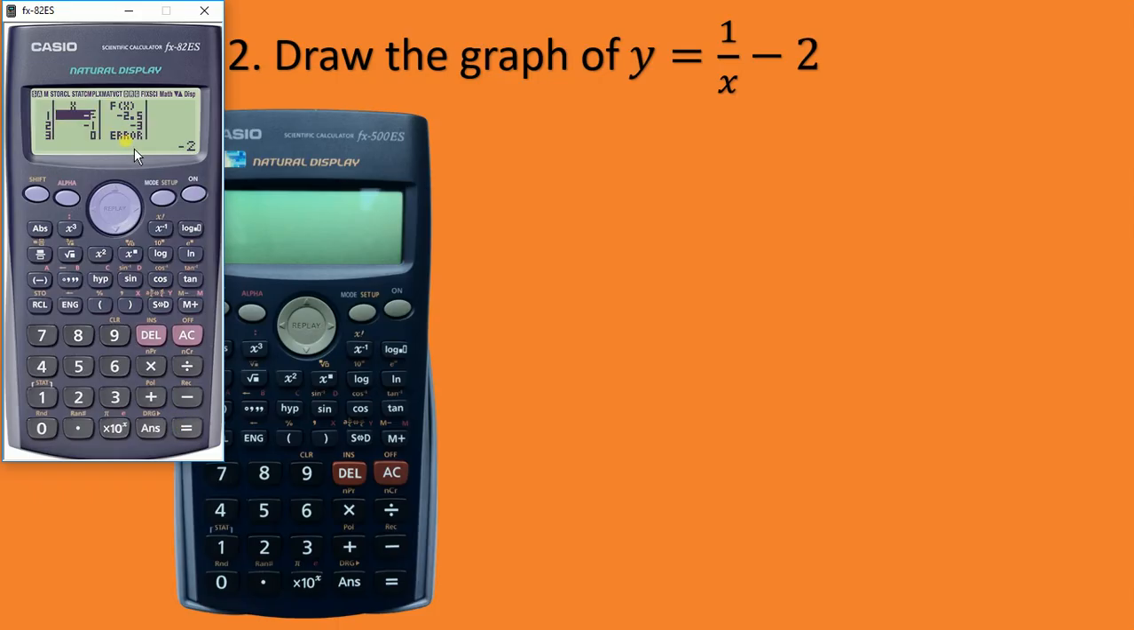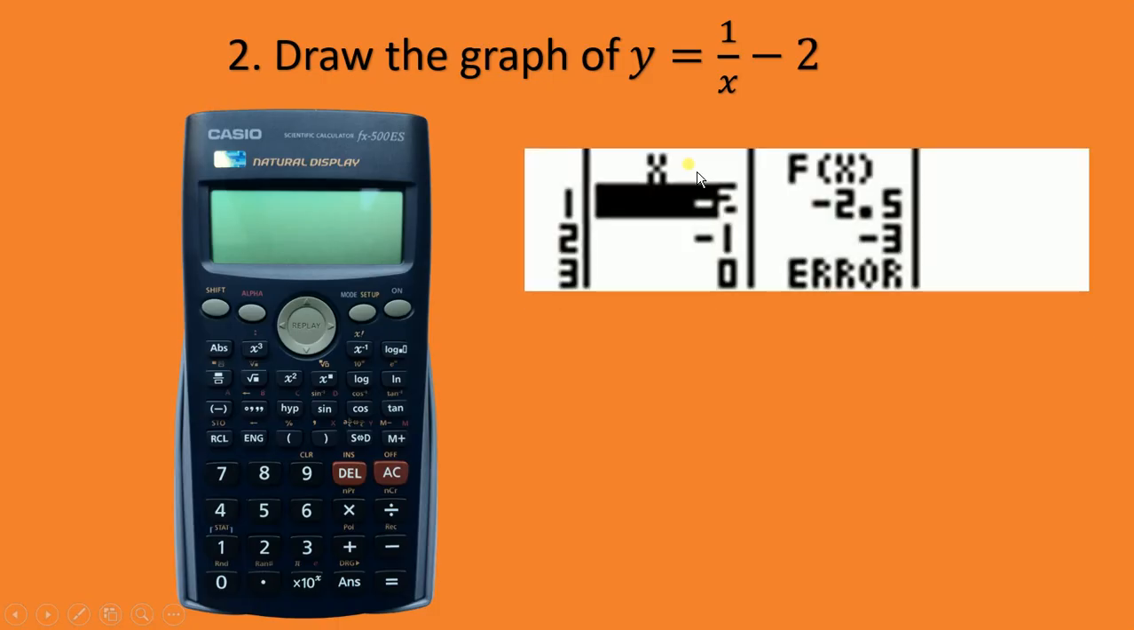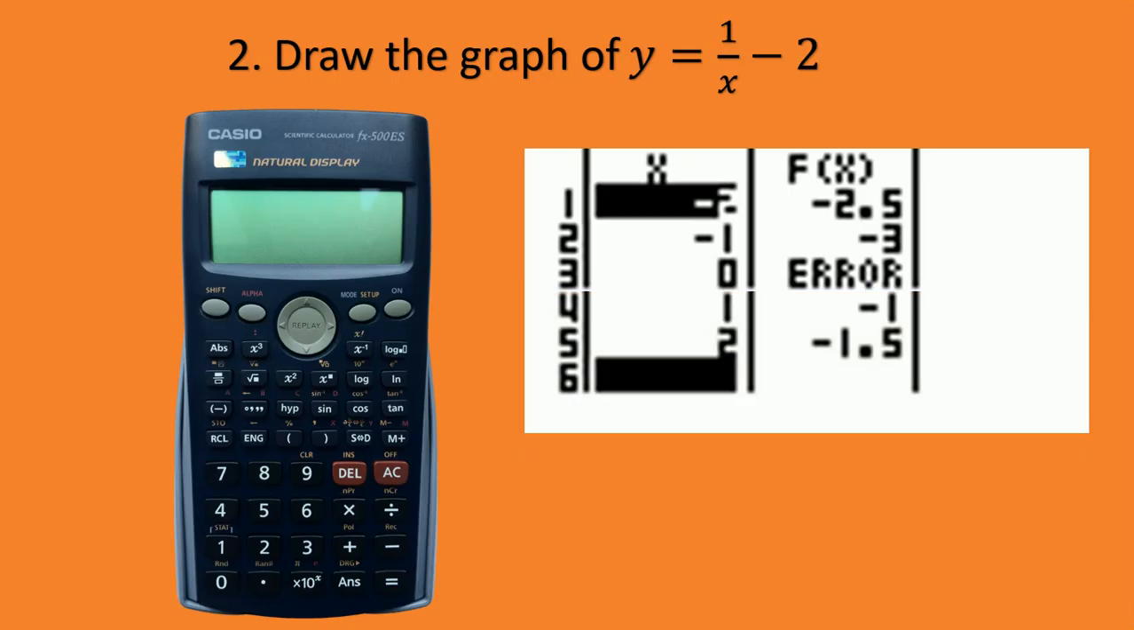So that's going to be minus 2 up to plus 2, all the corresponding x and y values. Now we can look at what that will look like enlarged. There we've got our values. From minus 2 it's minus 2.5, minus 1 is minus 3. Again the error for the asymptote at 0, for 1 it's minus 1, and for the value 2, the corresponding y will be minus 1.5.